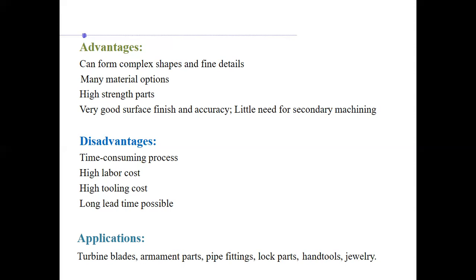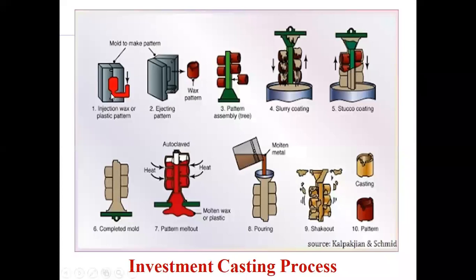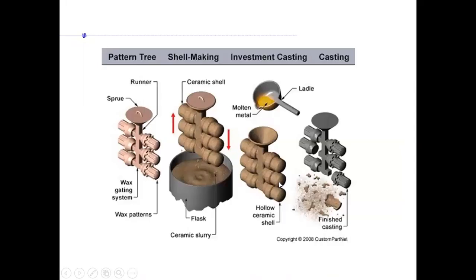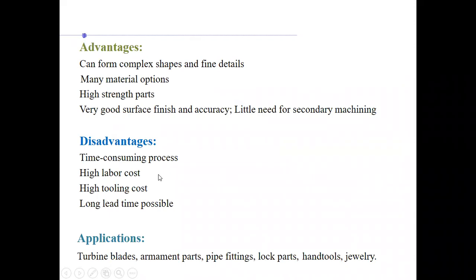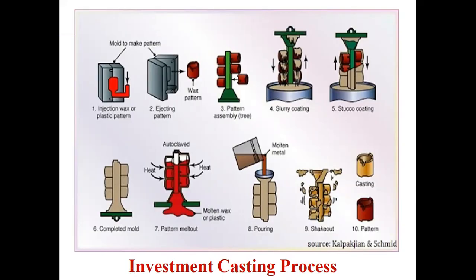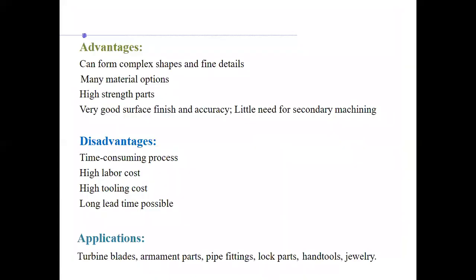Disadvantages: it's a time consuming process. You have to wait for every other step here. You have to firstly make it in this mold, and then dip it, wait for it to dry, again dip it, place it in the oven. So quite a long process. So time consuming, high labor cost. Tooling cost is also high, as you can see that mold is also required firstly to make that wax pattern. The slurry is required, and the wax pattern would cost you. Tooling cost, long lead time possible.